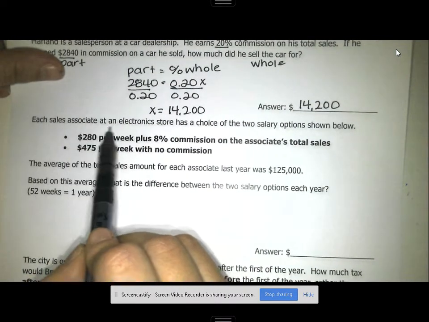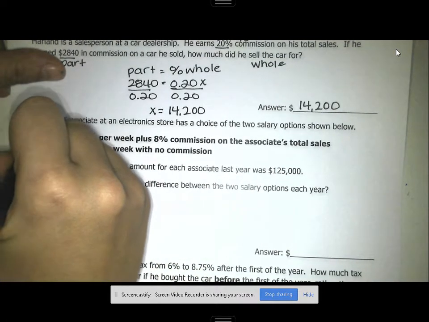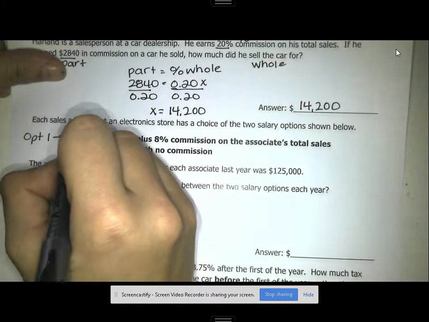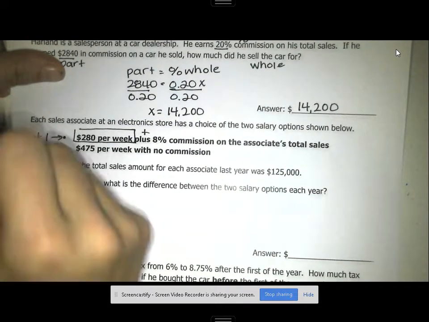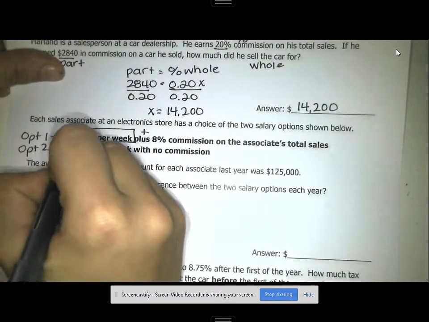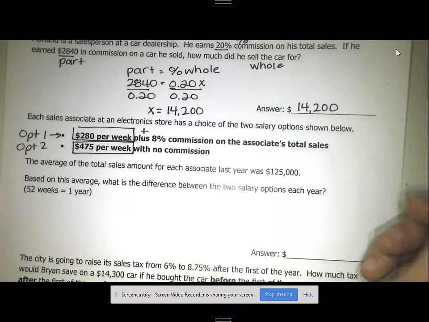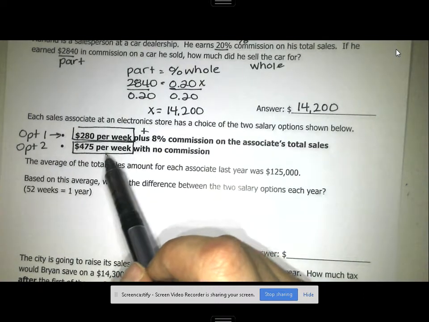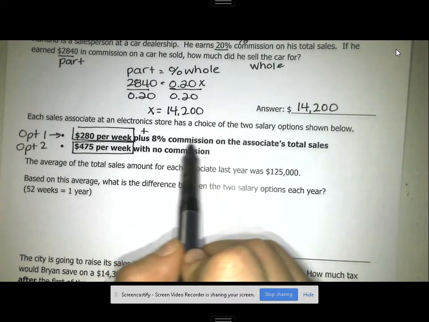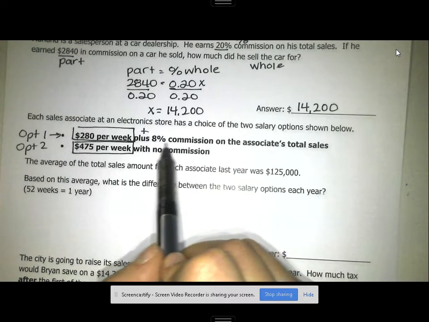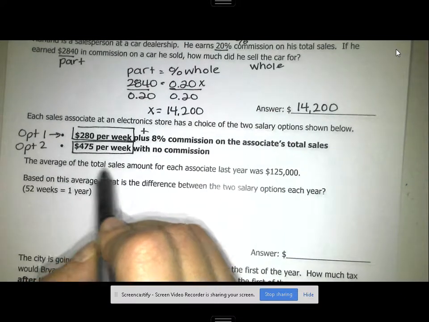Each sales associate at an electronics store has a choice of 2 salary options below. So here's option 1. You get $280 per week. Plus, you get 8% commission on your total sales. And then option 2, you get $475 per week, no commission, just $475 per week. So to me, it looks like this is the option that I would pick, but this option, you get 8% commission. So I guess it would matter how much you sold, because you get 8% of whatever you sold. So that's where this next sentence comes into play.